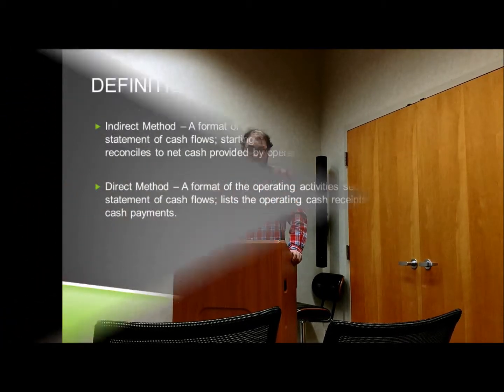Having looked at the classifications of cash flows, let's take a look at the 2 formats of operation for these activities. The first one is going to be the indirect method, the second will be the direct method. The indirect method is a format of the operating activities segment of cash flows, starting with the net income and reconciling to the net cash provided by operating activities. And the direct method is a format of the operating activities section of the statement of cash flows that lists the operating cash receipts and cash payments.